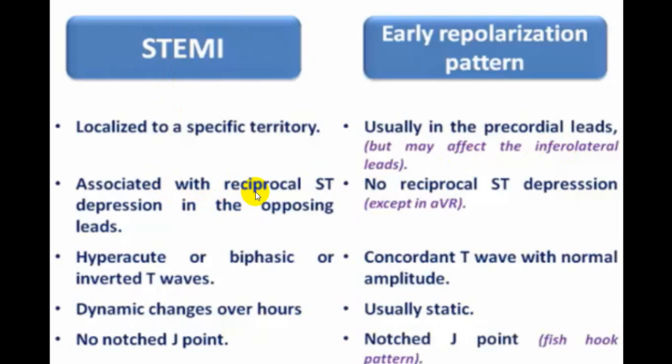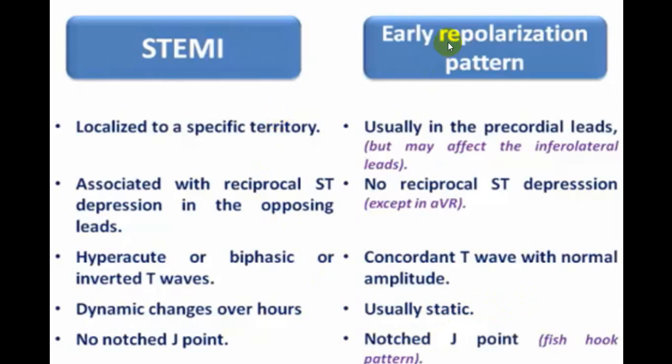STEMI will very frequently have reciprocal ST depression in the opposite leads, while here there will be no reciprocal change except in aVR. By and large, there will be hyperacute T wave or biphasic T wave or inverted T wave, quite common, while in early repolarization, the T wave is always in the direction of the QRS complex. In STEMI, you will have dynamic changes over a period of hours, while early repolarization changes will always be static. You will not see changes in a serial ECG.